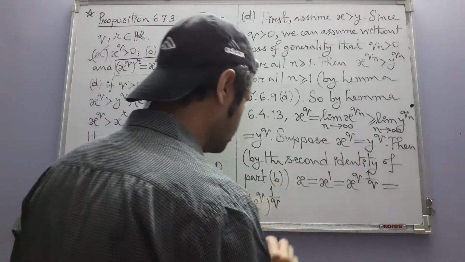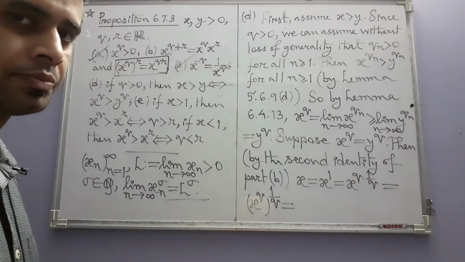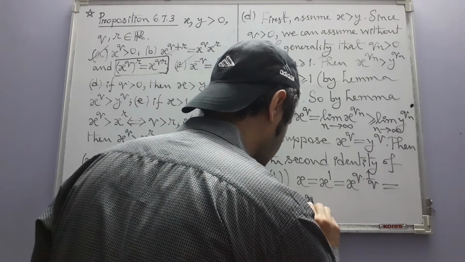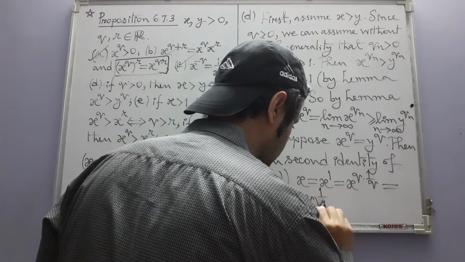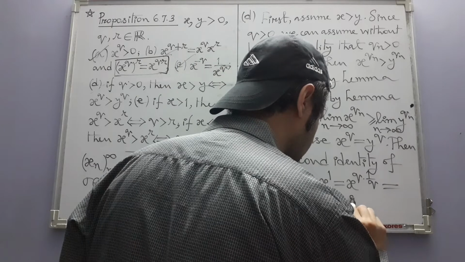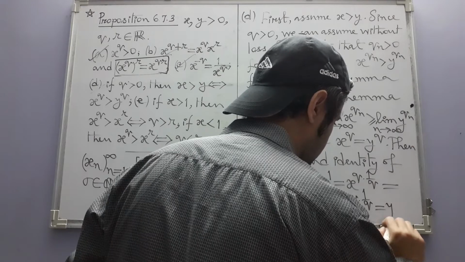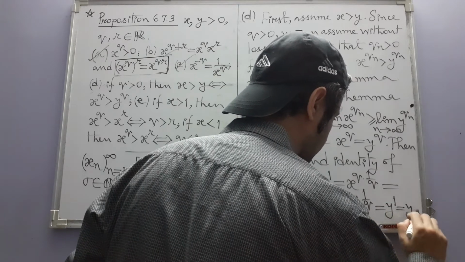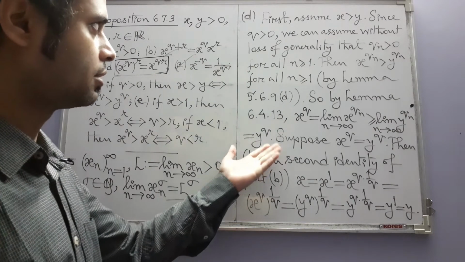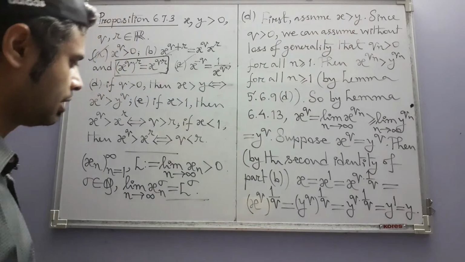Now you use this thing, x to the power q and y to the power q are the same real number, so they will have the same qth root. Again use the second identity, so that is y to the power 1, that is equal to y. And this of course is a contradiction. It contradicts our hypothesis here that x is greater than y.